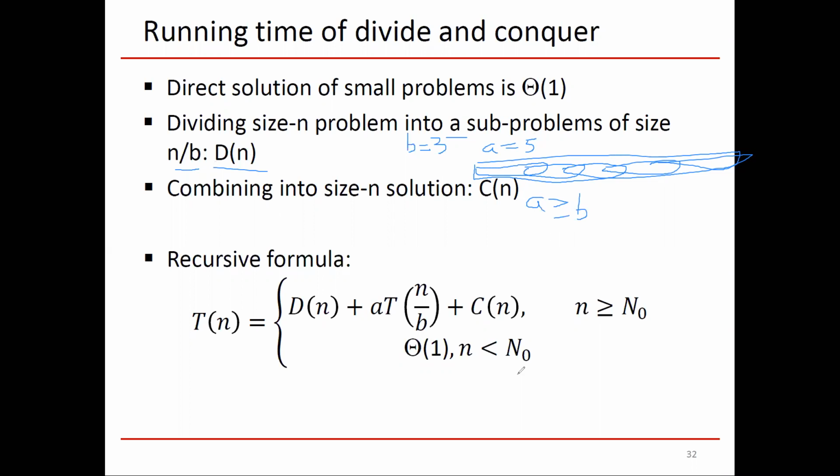So dividing takes D of n, combining takes C of n, and running a problems each of size n over b, if we denote the resource consumption, the computational complexity, by T of n, then it's a times T of n over b. So the recursive formula is that for small problems of size n not larger than n0, the resource consumption is theta of 1, which means constant, else it's D of n for dividing, a times T of n over b for conquering, and C of n for combining.